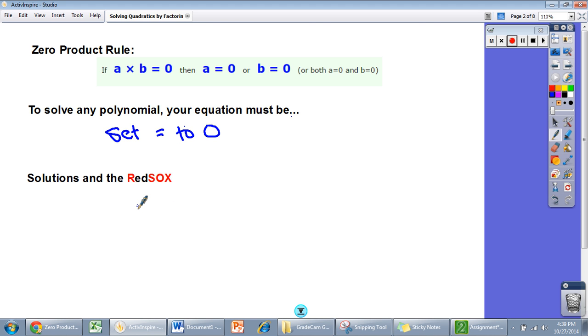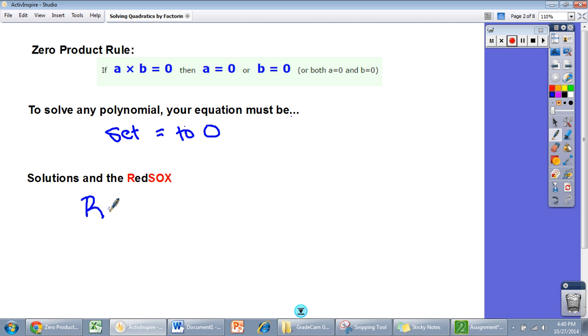When we're solving, we get solutions, or some of these other words that also mean the same thing. I call it the Red Sox. Not that I'm a Red Sox fan, because after all, I am from New York, so I guess that makes me a Yankees fan. But here's what it stands for.